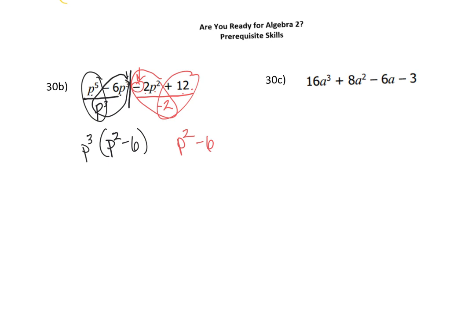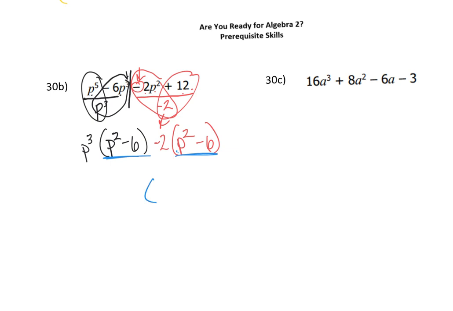Now, I also know that it was the right choice to make that a negative GCF because it made these two pieces inside the parentheses match exactly. They do have to have the same signs. If I had had this be negative p squared and positive 6, that wouldn't have been done correctly.